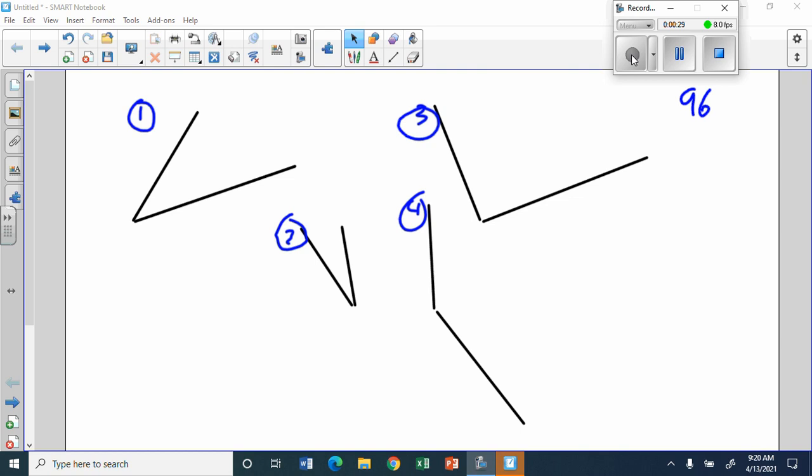Did any of you have a plan on how you were going to estimate? Or did you just look and go, I think it's this? Okay. So I want to give you just one method that you can think about when you do these estimation things. So here's what we're going to do.